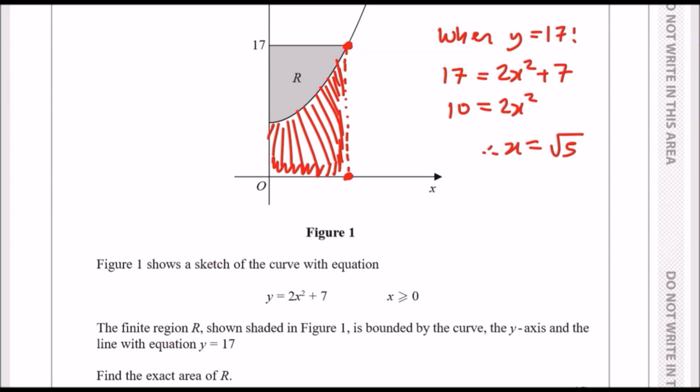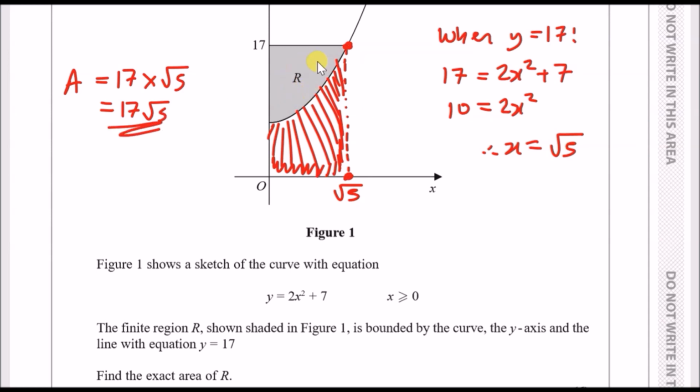It's only going to be a positive root 5 because it's going to be on the right hand side of the graph. And it tells us that x is greater than or equals 0. So now we know that this is root 5. We can now realize that this is just a nice rectangle with an area of, well, the base here is root 5, the difference is root 5, and the height is 17. So we can say that the area of the rectangle is just 17 times root 5, which is actually just 17 root 5. So that's the whole area, yeah?